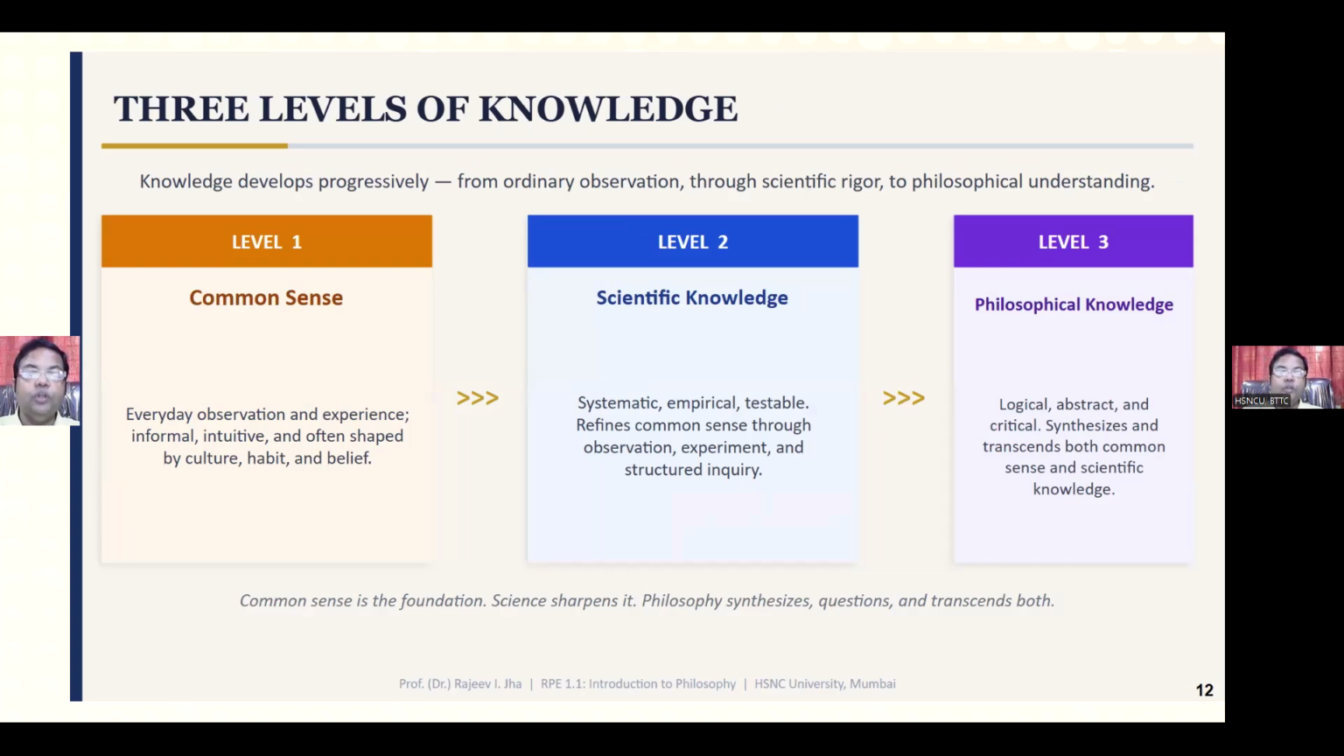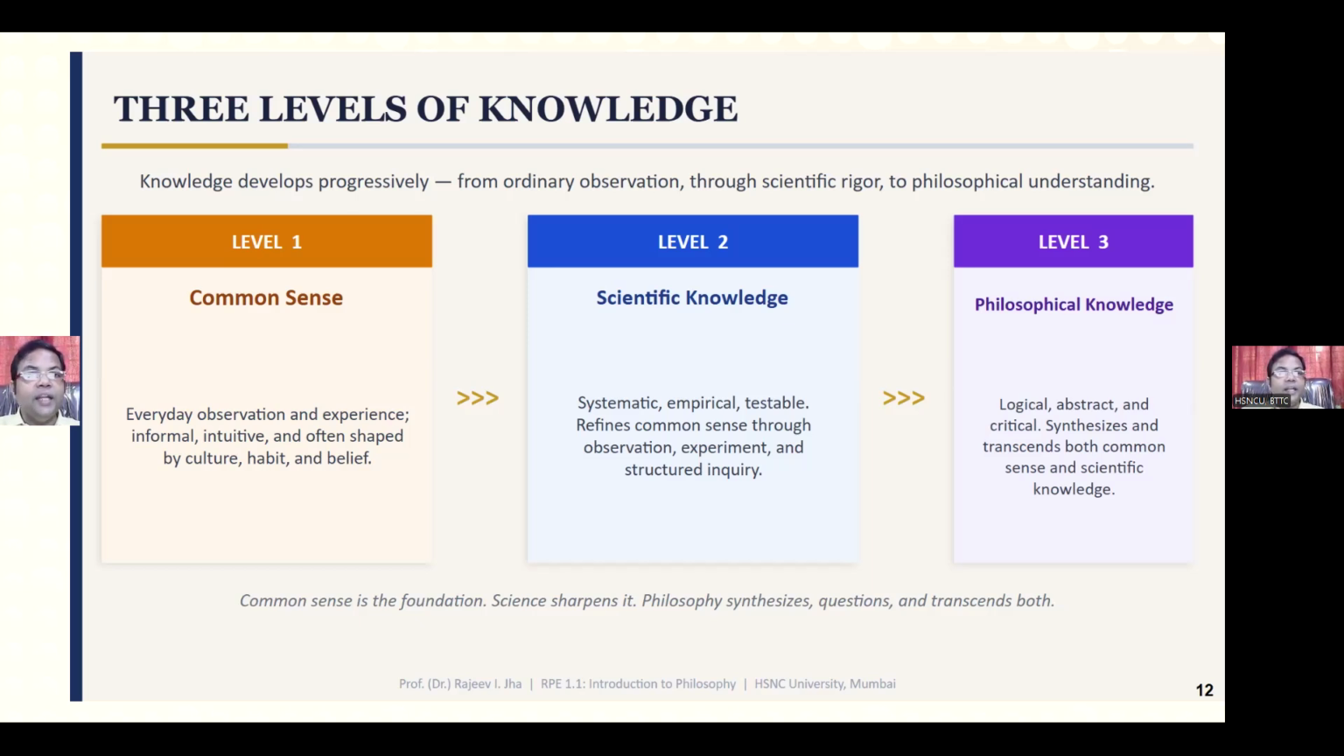Level 1 is common sense, the knowledge achieved through everyday observation. It is intuitive, informal, often shaped by cultural habit and belief. It serves us adequately in daily life, but it is frequently uncertain, inconsistent, and biased by superstition or social norms. If you ask someone 2 centuries ago why objects fall to the ground, the common sense answer would be that is where they belong.